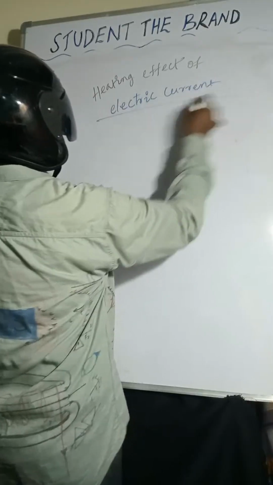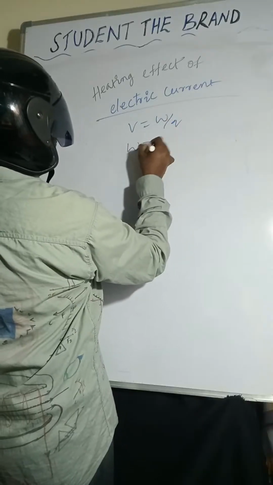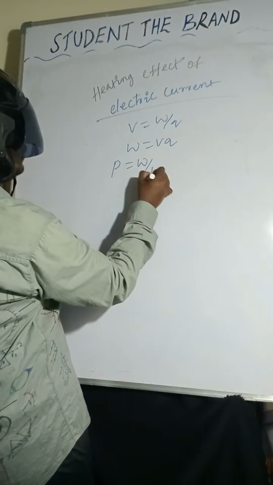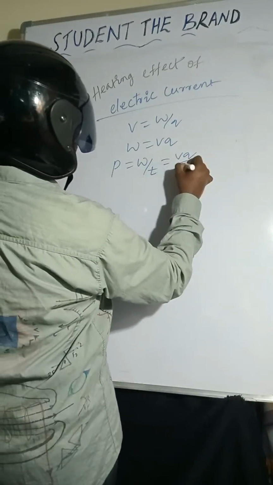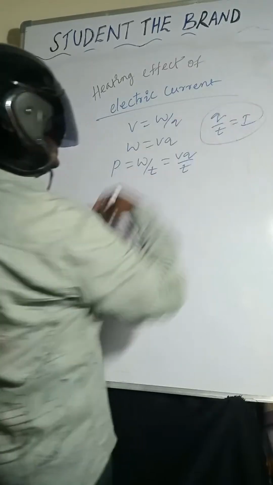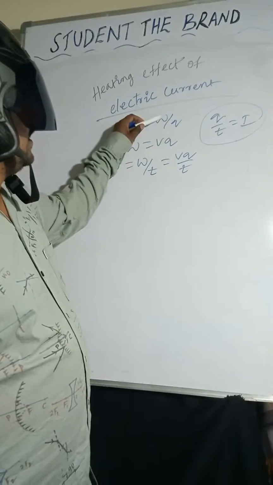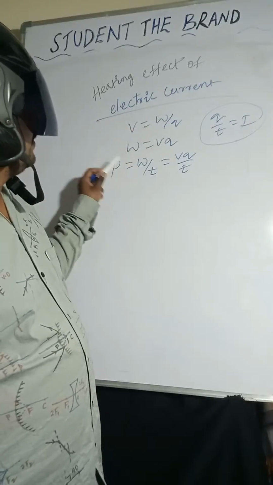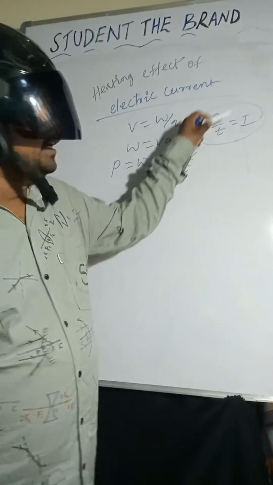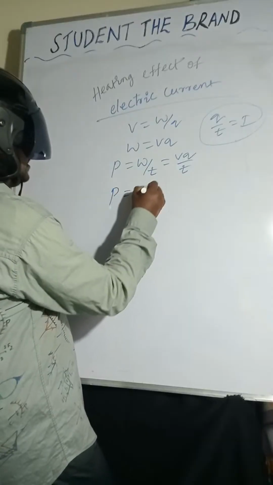V equals W by Q, so W equals VQ. P equals W by T, that is nothing but VQ by T. Q by T is nothing but I. So once again, listen carefully. V equals W by Q, W equals V into Q, P equals W by T, and Q by T is I. So P equals VI.